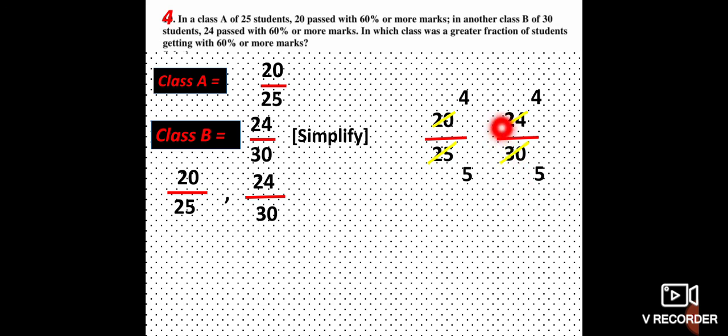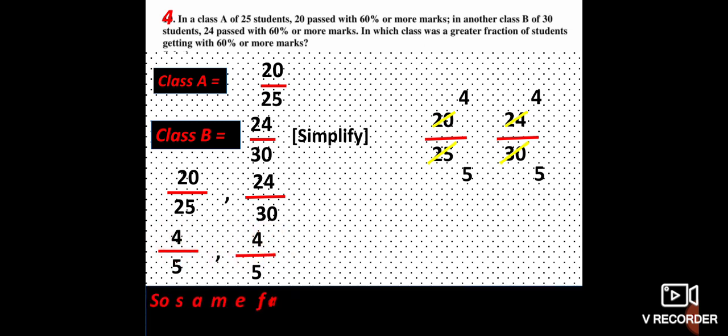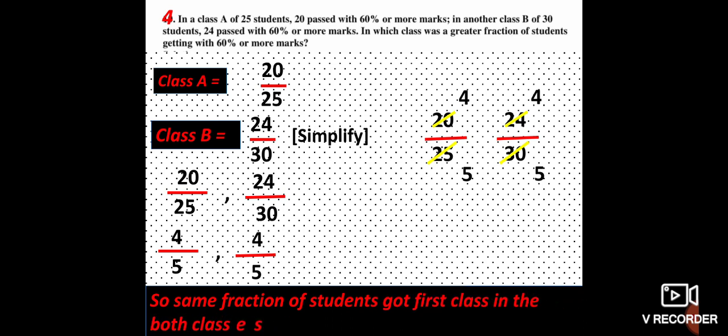In 24, 6 fours are 24. In 30, 6 fives are 30. So both fractions have 4 by 5 as the simplified form. Then which class has the greater fraction? No, both classes have the same fraction. So we write: the same fraction of students got first class in both classes. Both fractions are equal.